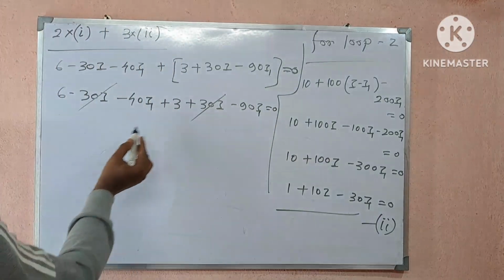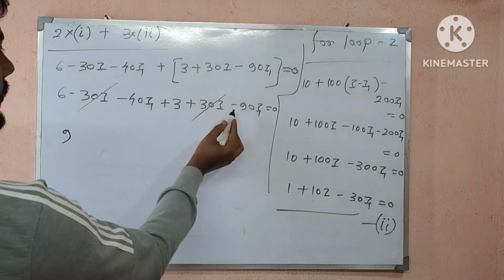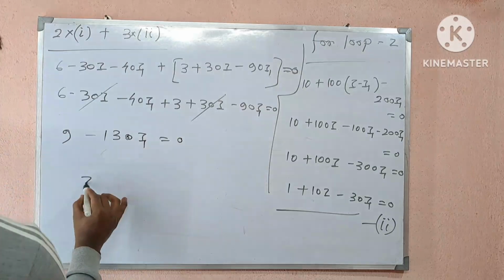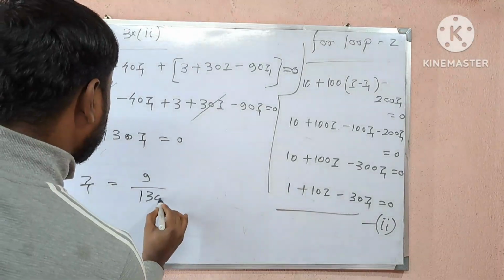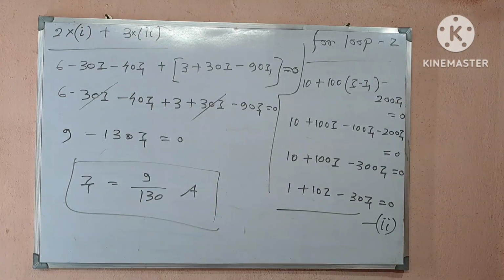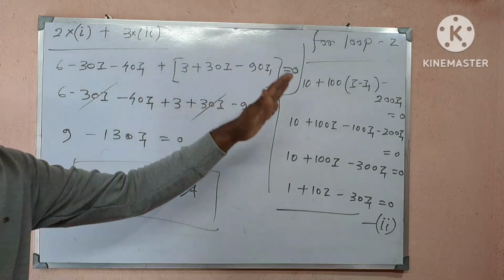30i will cancel each other. So the value will be 9 minus 130 I1 equal to 0. So the value will be I1 equal to 9 by 130 ampere. So this is the current flowing through the 200 ohm resistor. I hope things are very clear for all of you.